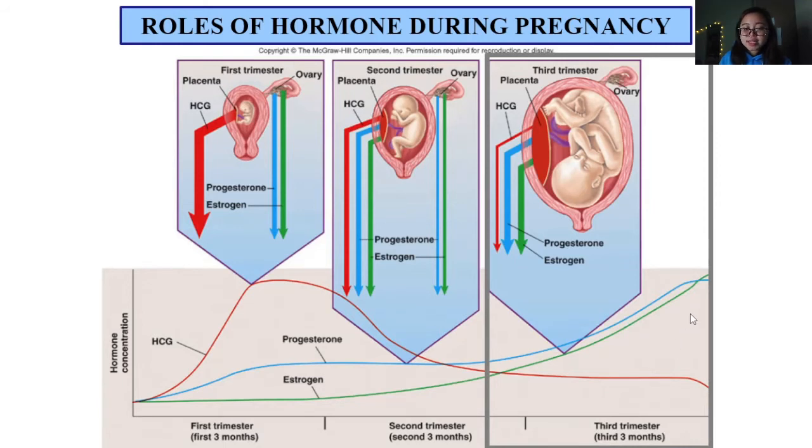To help you understand how estrogen and progesterone levels can lead to birth in the end of the third trimester, I would like you to prefer using this diagram.